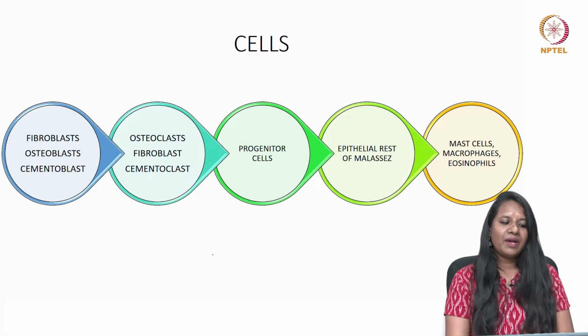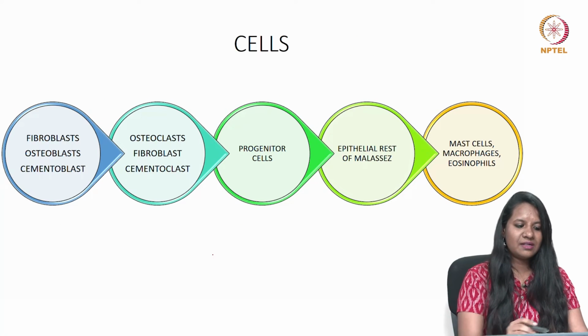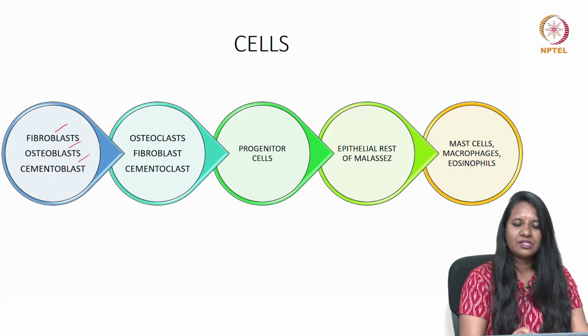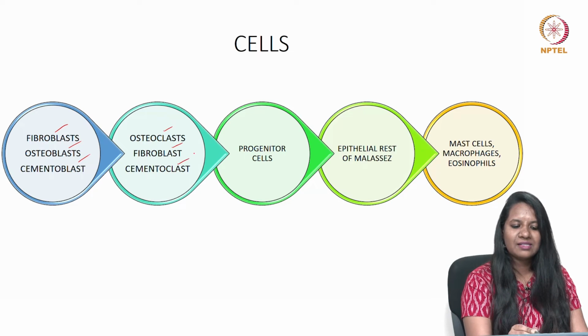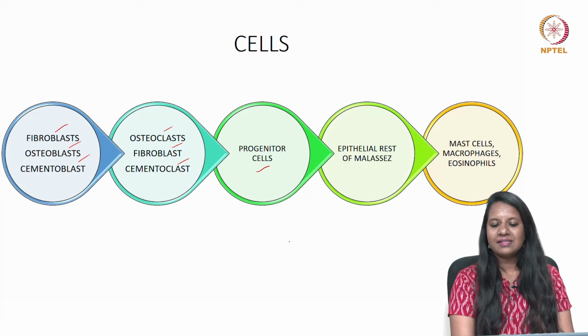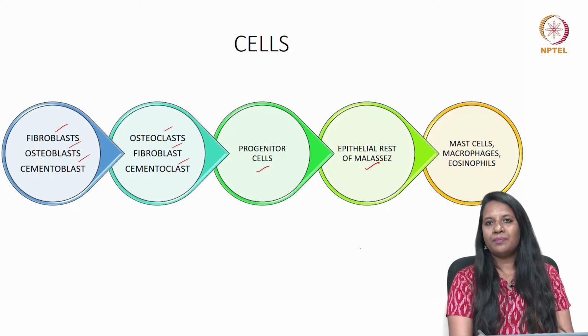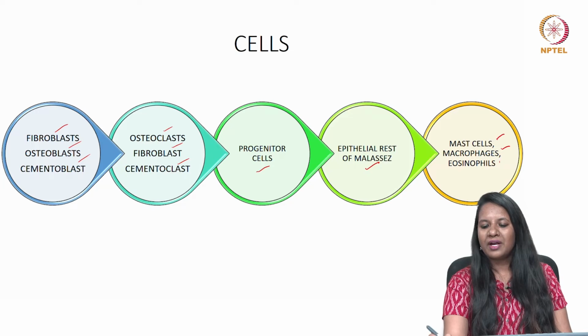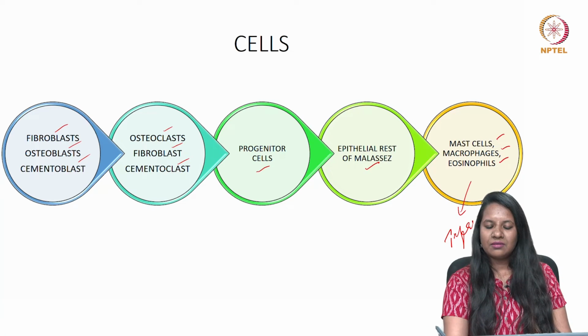So, the cells of the ligament include synthetic cells, that is fibroblast, osteoblast and cementoblast. Then resorptive cells, osteoclast, fibroblast and cementoclast. Then you have something called progenitor cells, epithelial cell rests of Malassez, mast cells, macrophages and eosinophils. These are the inflammatory cells.